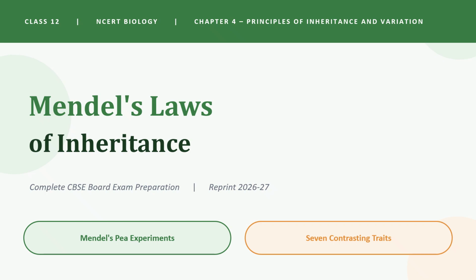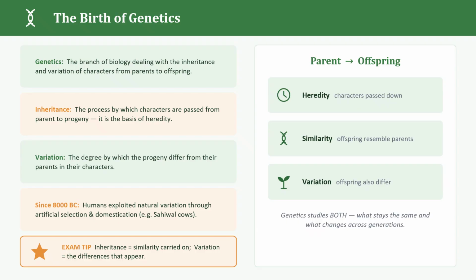This chapter focuses on Gregor Mendel, who is known as the father of genetics. He conducted many experiments using garden pea plants and he discovered the basic laws of inheritance. Today the same principles are used in many fields like medicine, agriculture, biotechnology and genetic engineering. Let's start with the topic, children.